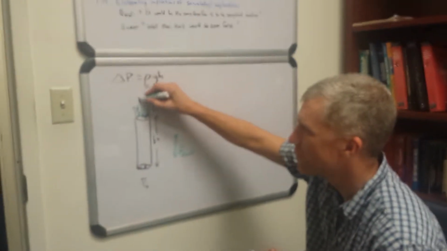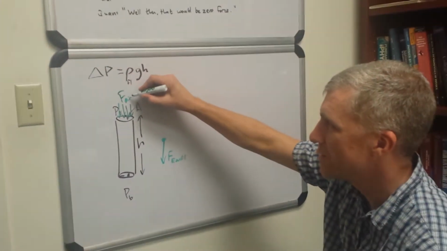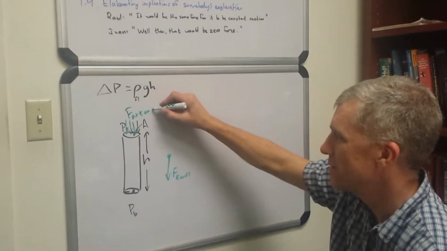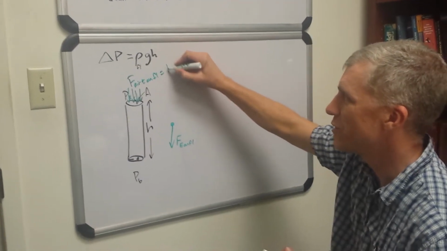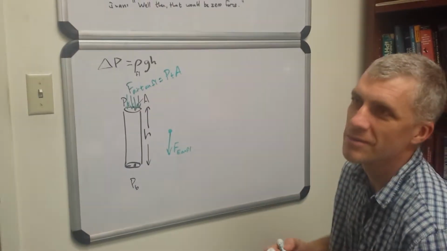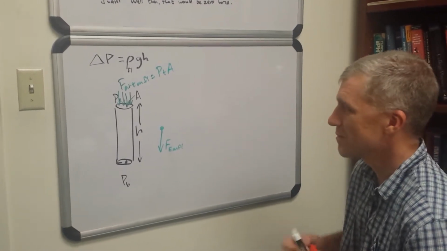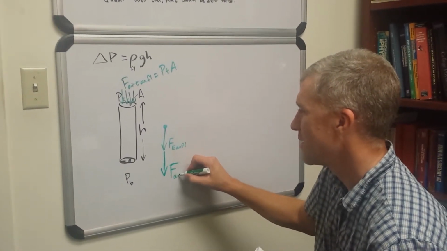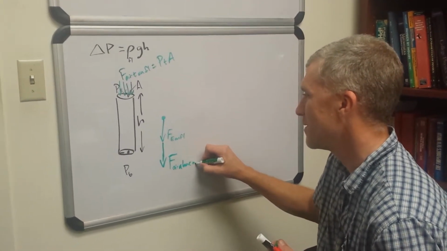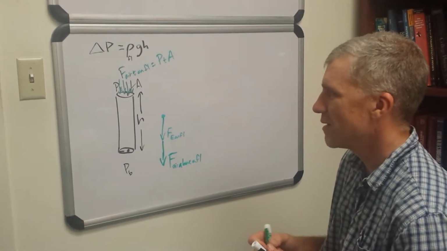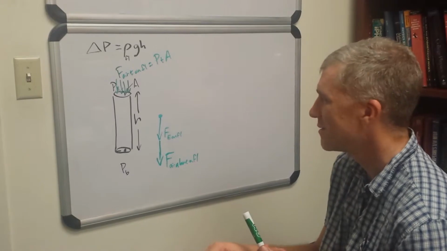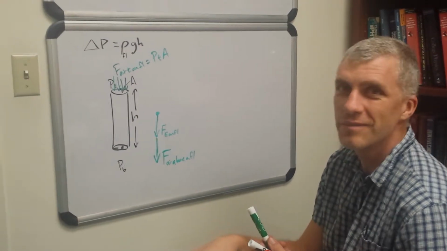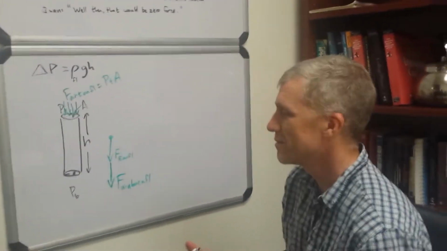And so I can say the force of the air on the top of the fluid column is equal to the pressure at the top times the area. So this is pushing down. This is the force of the air above on the fluid. And how about down here? What's holding the column up? The force of the air below.